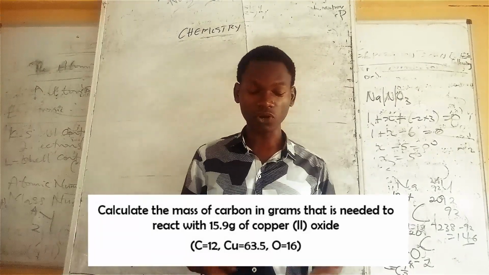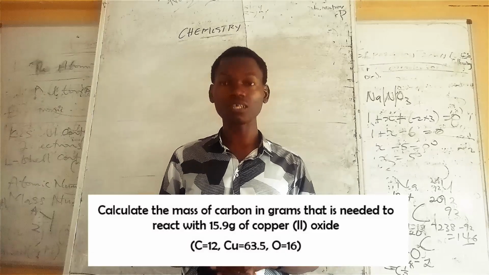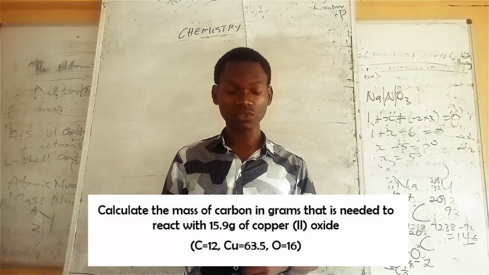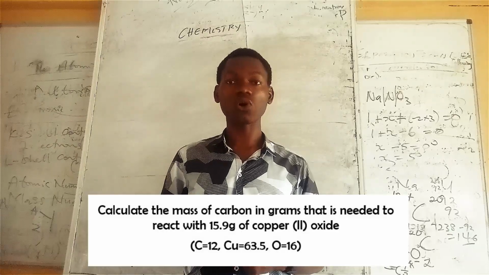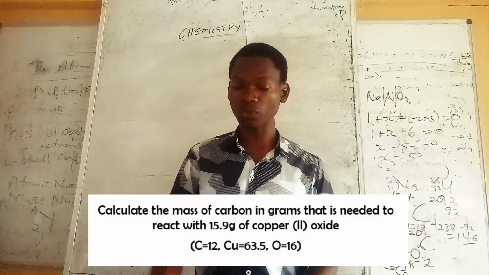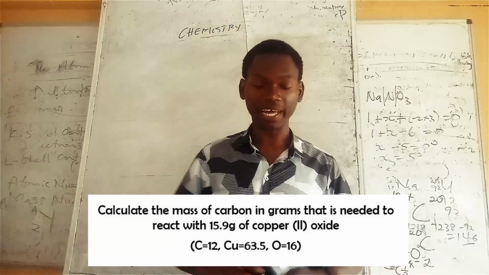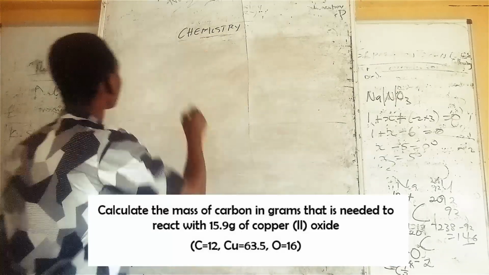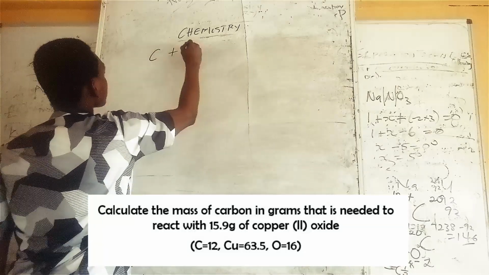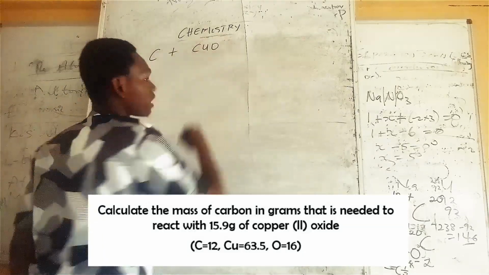The question says calculate the mass of carbon that will react with 15.9 gram of copper 2 oxide. Now let's quickly write the equation down for us to explain the question better. So the question says that carbon is reacting with copper 2 oxide.